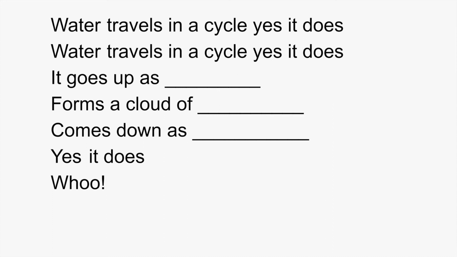Evaporation. Forms a cloud of... What happens when it forms a cloud? It consolidates, it comes together. So condensation comes down as... So what happens when it comes down? It rains, it snows, it falls. What is that called? Precipitation. Yes, it does. Woo!